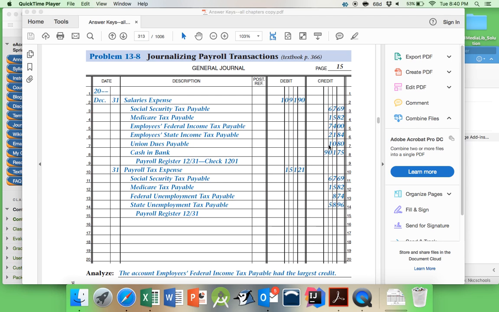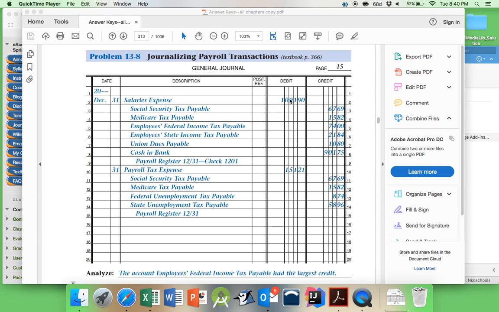So again, what this means is salaries expense is equal to your gross pay, the cash and bank is equal to the net pay, and this is all the deductions. Again, as always, keeping the golden rule of accounting, debits must always equal credits.